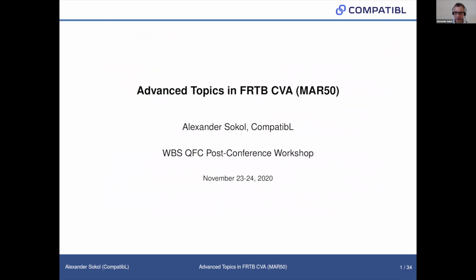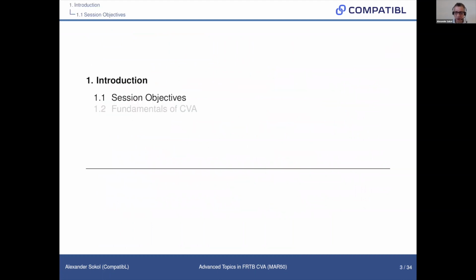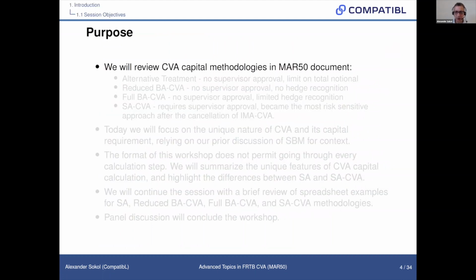All right, so here's the first slide. First of all, what are the objectives today? We will review CVA capital methodologies in the MAR50 document. Actually, there are 4 methodologies there. One, not much of a methodology, but it is a choice that you can make, provided that your portfolio notional is not very high. It's called the alternative treatment. Under this alternative treatment, CVA capital is just set equal to counterparty credit risk capital. So we'll have a slide on that.